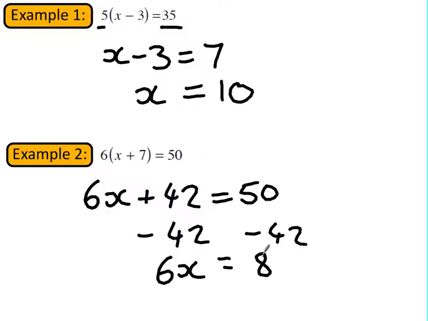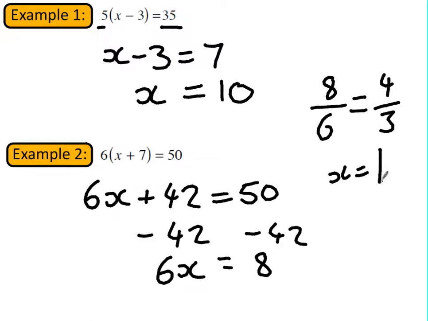Now, I hope you can see that we divide both sides by 6, but 8 divided by 6 is not going to be a whole number. I would write 8 over 6 as 8 divided by 6, which can be written as 4 over 3, which you should know already is 1 1/3. So x is equal to 1 1/3.